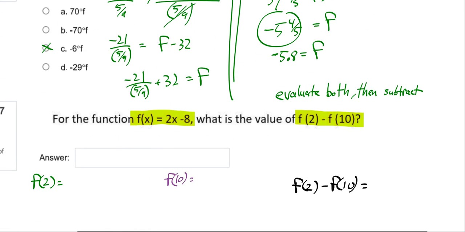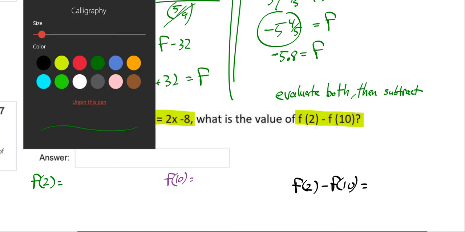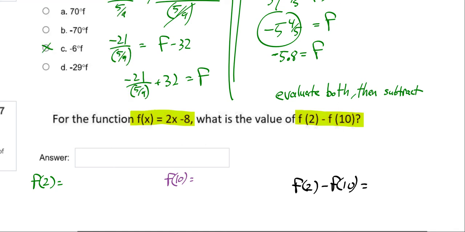Last one on this page. For the function f of x equals 2x minus 8, what's the value of f of 2 minus f of 10? This is a lot like a question we had a minute ago. We want to find both of those values. So f of 2 means I take 2 times 2 minus 8. 2 times 2 is 4, and 4 minus 8 is not minus 8. It's minus 4. I made that mistake once. I won't make it again today.